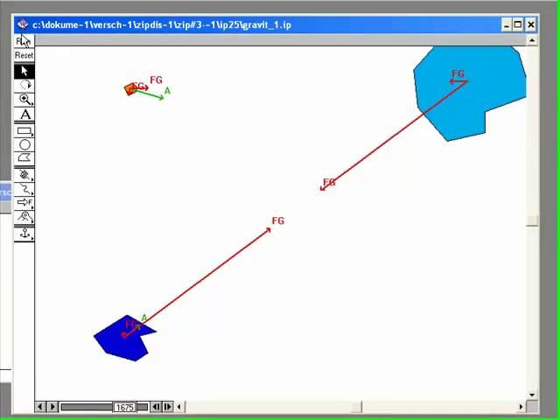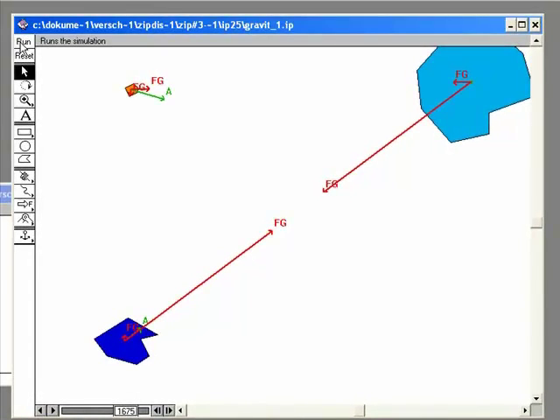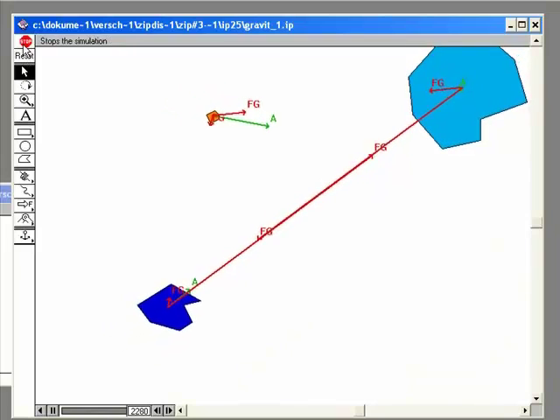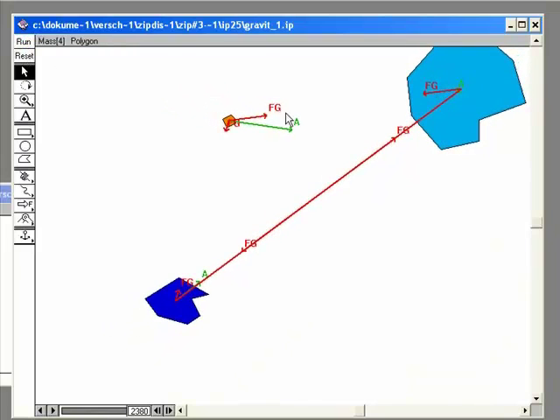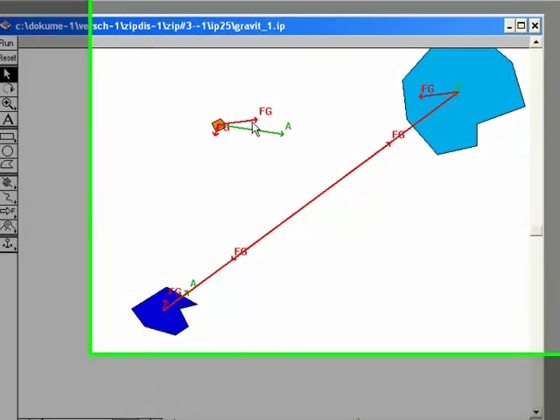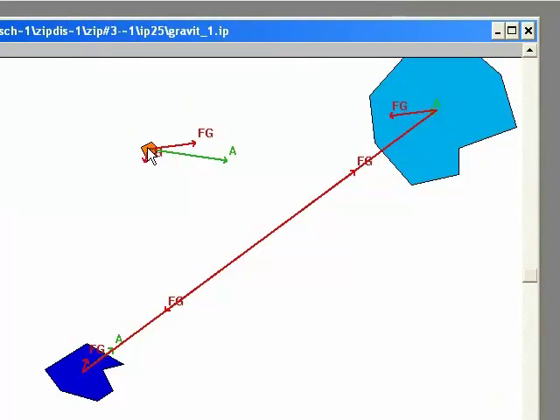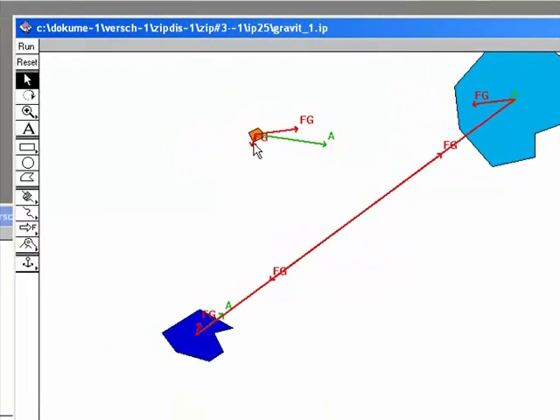Furthermore, the gravitational force, of course, depends on distance. So the closer they get, the longer these arrows get, because now these 2 objects, for example, are closer, so their gravitational force is larger. Notice that the direction also changed because this one here is at a different angle now from this one.